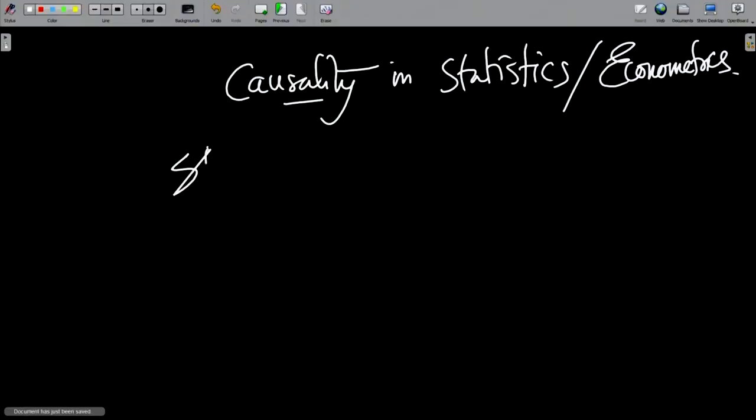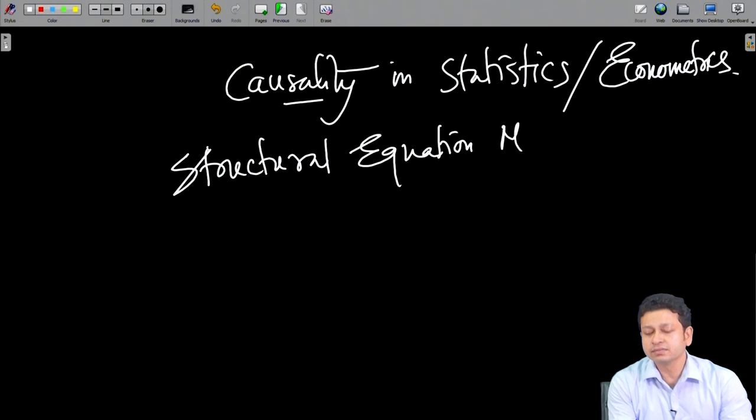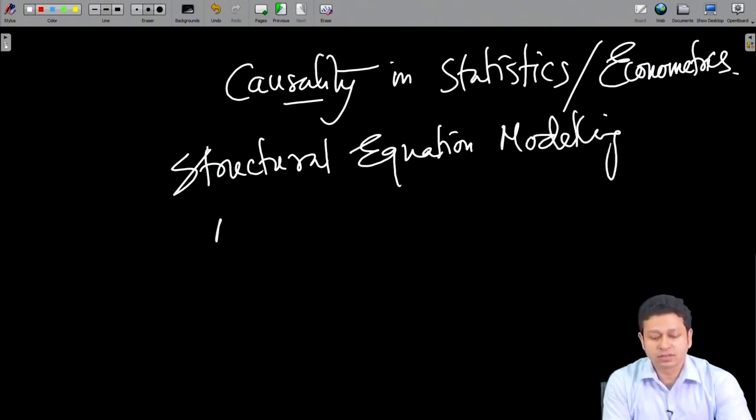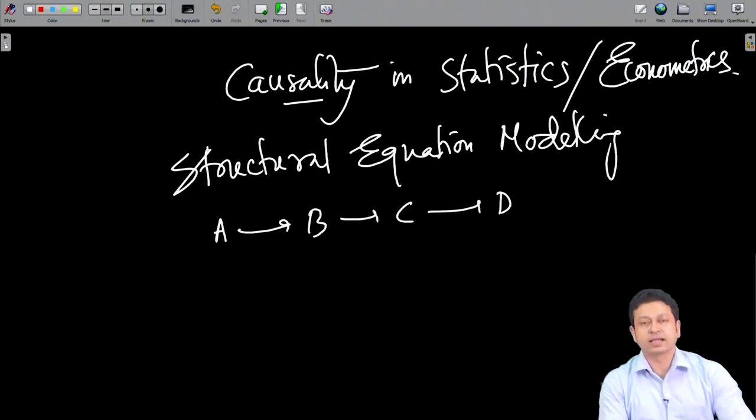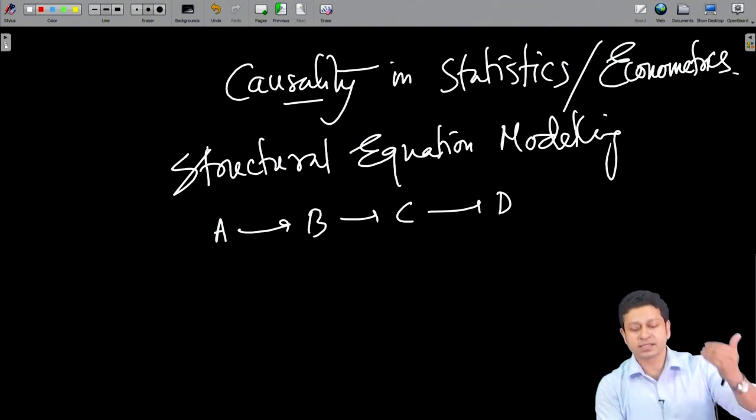So, only later on we started talking about causality in statistics and in econometrics, and particularly in the context of econometrics, we will see something called structural equation modeling, where we sort of try to see a sequence of events, something like that, when A causes B, B causes C, and C causes D.